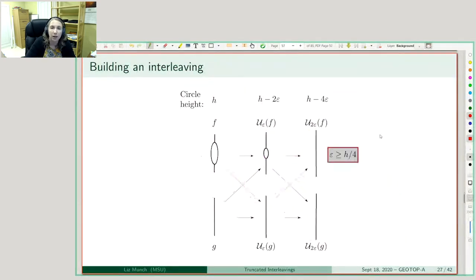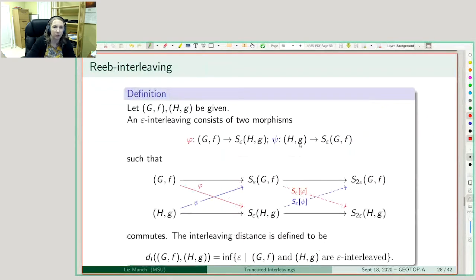However, if I make my epsilon a little bit bigger, in particular larger than h/4 for the height of this particular loop, what ends up happening here is that I collapse out all those problems that were causing non-commutativity, and if you chase this thing around, this one does commute. Basically, for whichever choice you make, it'll still commute. All right, so this is how we're going to build an interleaving out of this concept.